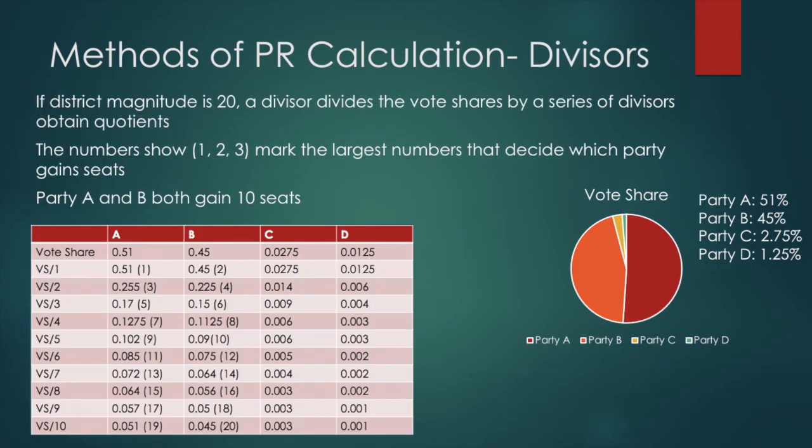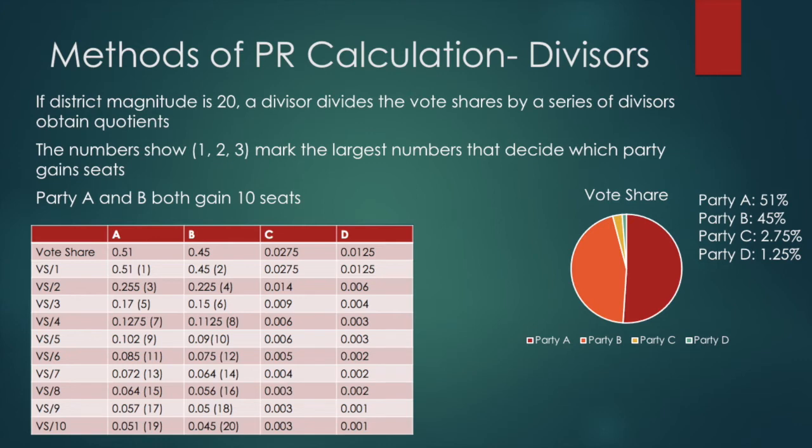So the other method of calculating proportional representation is the divisor method. In the divisor method, the divisor divides the vote share by a series of divisors to obtain quotients. On the columns, you will see vote share being divided by integers, and after dividing 10 times, we then try to pick out the 20 largest numbers.